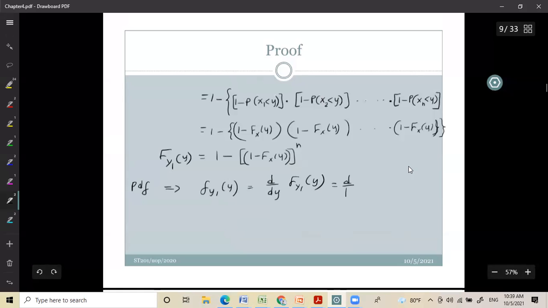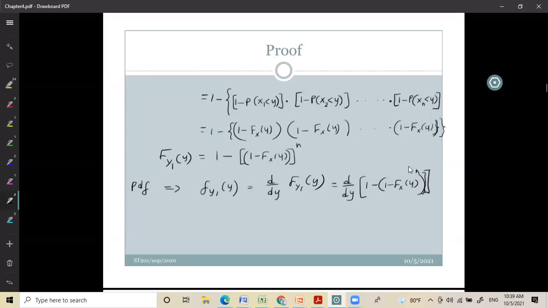So that will be d over dy of 1 minus Fx(y) to the power n. Sorry, n is inside, right? When you take the first derivative, 1 is a constant, but you have a negative sign. The derivative of 1 is 0, and then you have this negative sign, and the derivative of (1 minus Fx(y)) to the power n will be n times (1 minus Fx(y)) to the power n minus 1. And then you have the chain rule inside this.